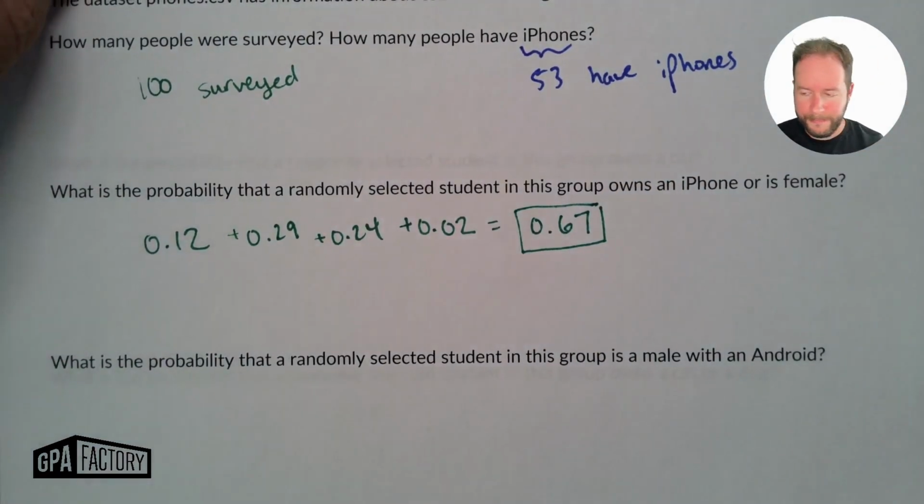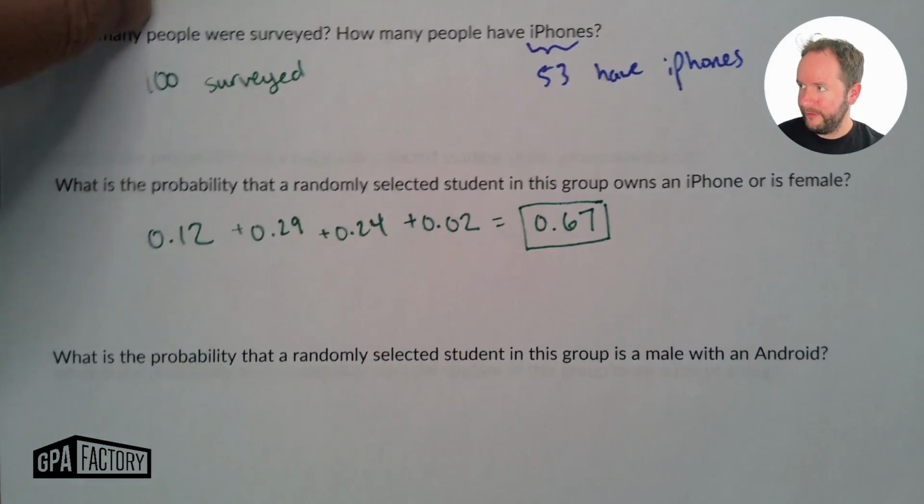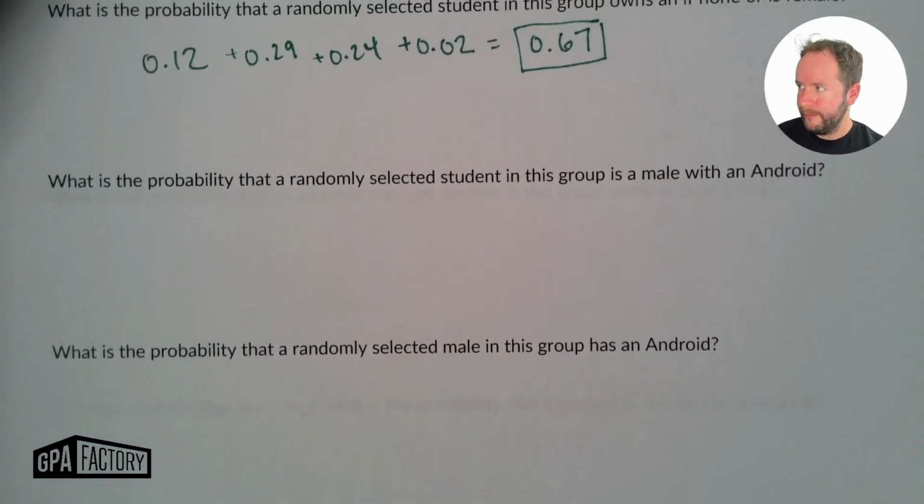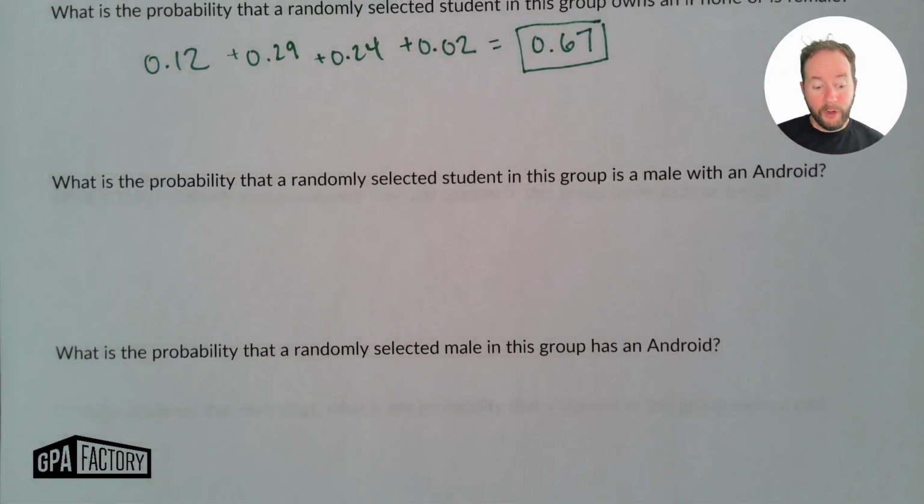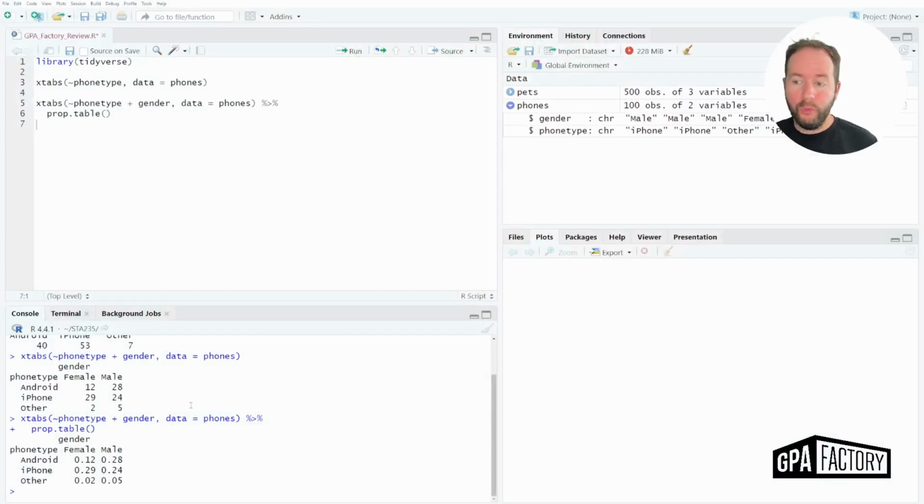Let's keep going. I can't really see. There we go. Let's move this up. Perfect. What is the probability that a randomly selected student in this group is a male with an Android? So is a male and has an Android. So now we want to know which group is male and Android. This is Android, but they're female, so we don't want them. This is Android and they're male, so that's going to be 0.28.